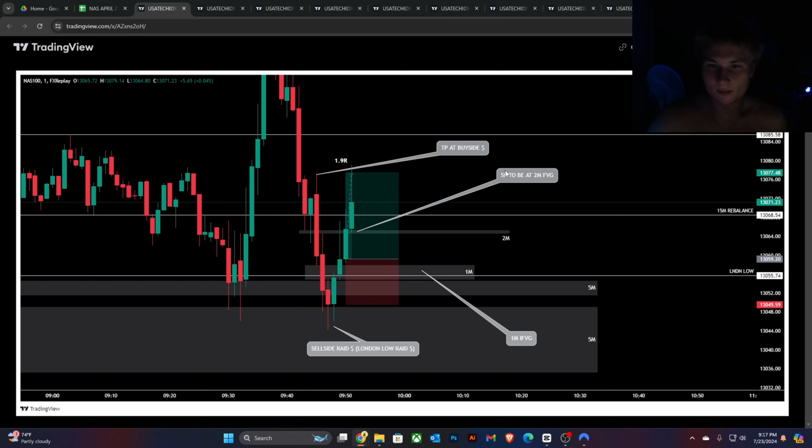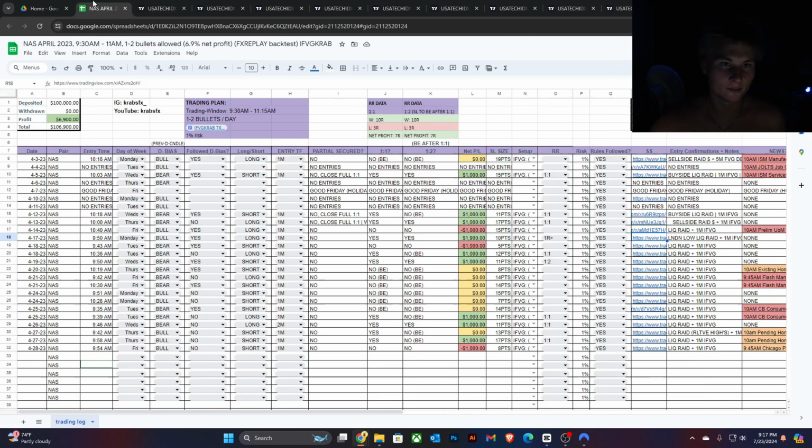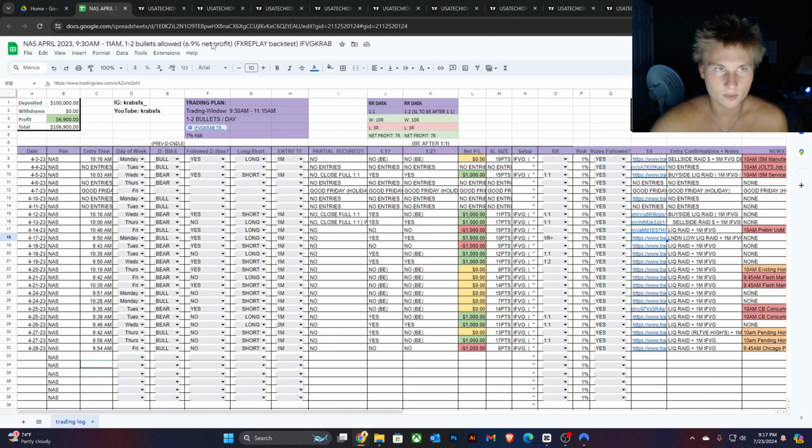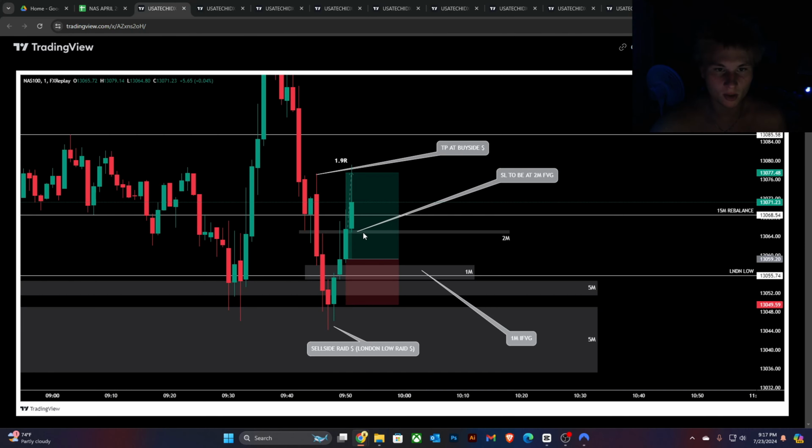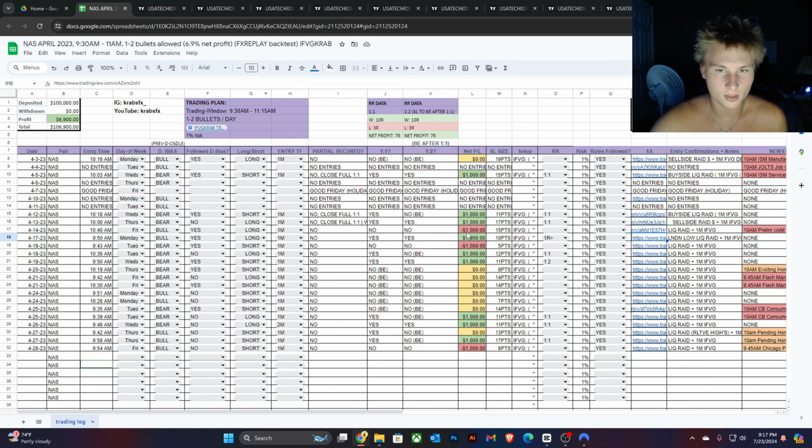And I did move my stop loss to break even here pretty aggressively when we hit this 2 minute fair value gap. So I was playing it safe here. Previous trade was a loss, so I wanted to play it safe. And yeah, that was pretty clean.